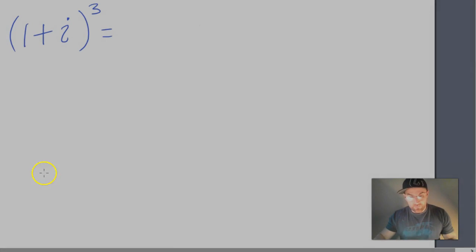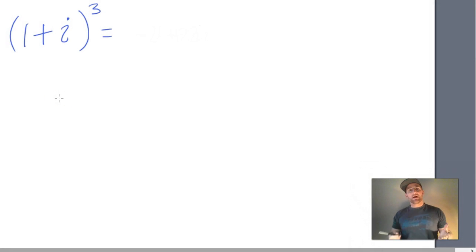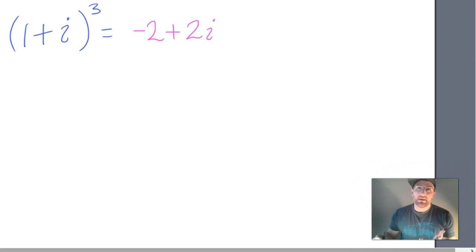Alright guys, welcome back. We are going to do (1 + i) cubed. So if you want to work it out on your own, go ahead and pause now if you don't want to know the answer. If you want to know the answer, I'll put that up now. Okay, it's going to be negative 2 plus 2i.